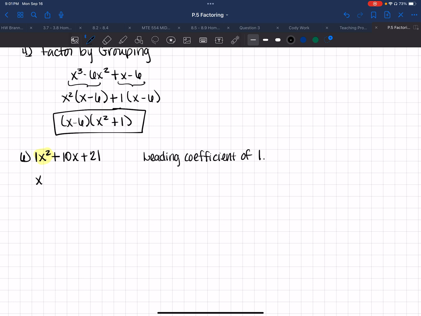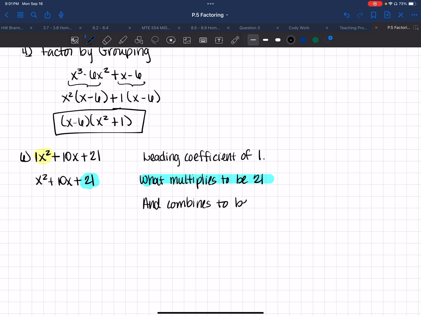So once we determine that the leading coefficient is 1, we ask ourselves what multiplies to be 21. Okay, so that is this chunk right here. What multiplies to be 21 and combines to be 10.